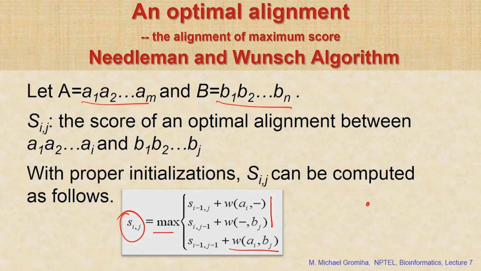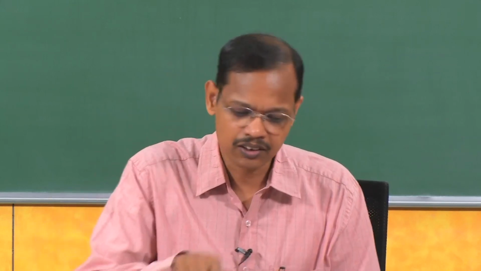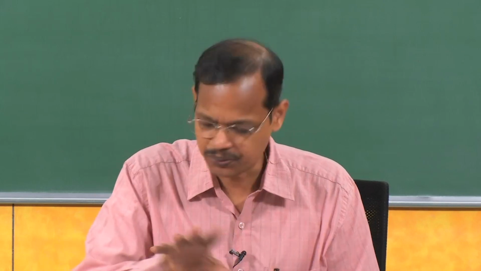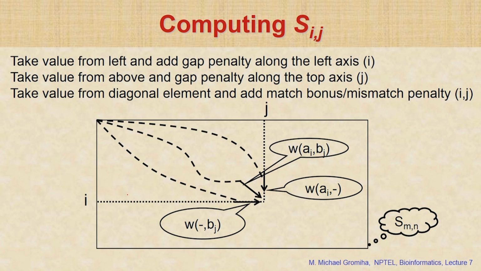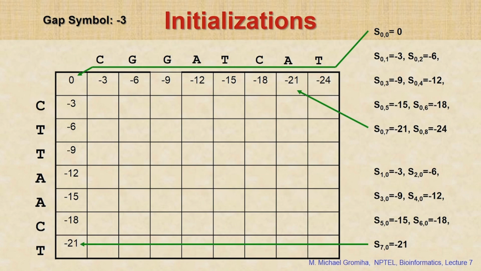Okay, we take the maximum value. Why did he take the maximum? To maximize the score. Because we want to have the best alignment, so he wants to maximize the score. So, of all the 3 options, he took the maximum. So, here take the value from left and add a gap penalty along the left axis, or take the value from above and the gap penalty along the y axis, or take the diagonal and take the weight, whether this is match or mismatch. So, how to do that? First we give the gap symbol minus 3, right. So, we initialize first. We give minus 3, and if we completely gap, then we give minus 24, right, up to both ways.